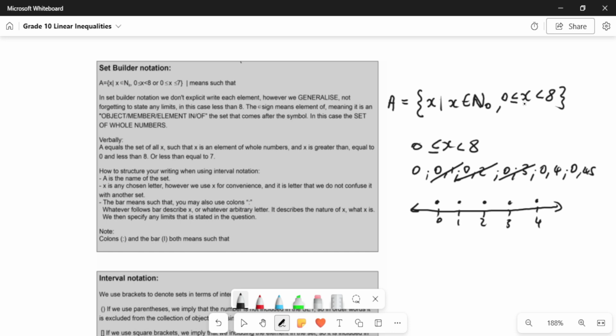It cannot even be 2.0000001, which is just a fraction after 2. It cannot be that, because we are told that it has to be from the set of whole numbers.